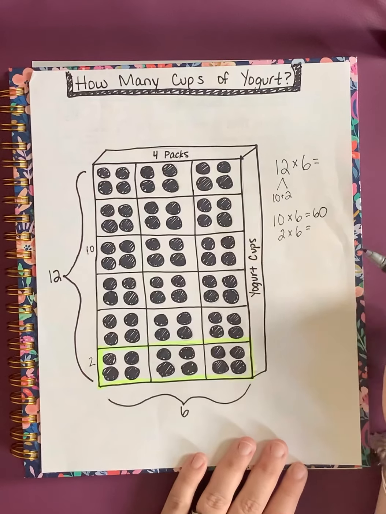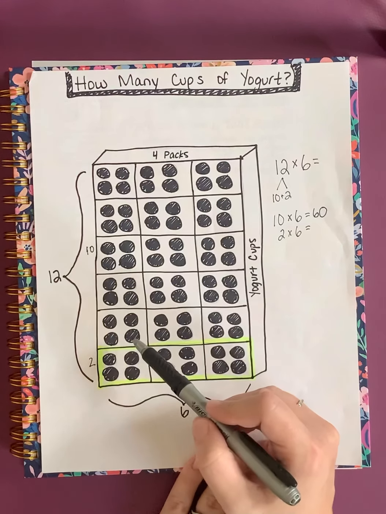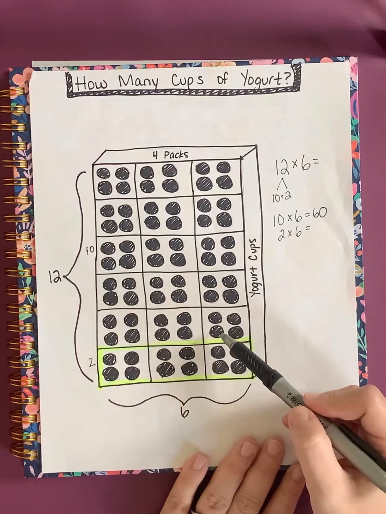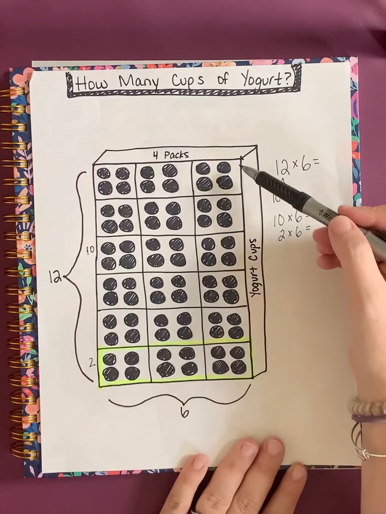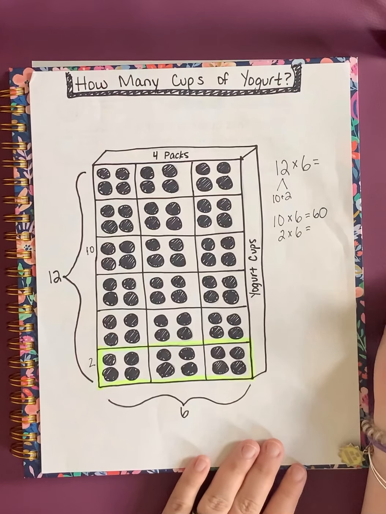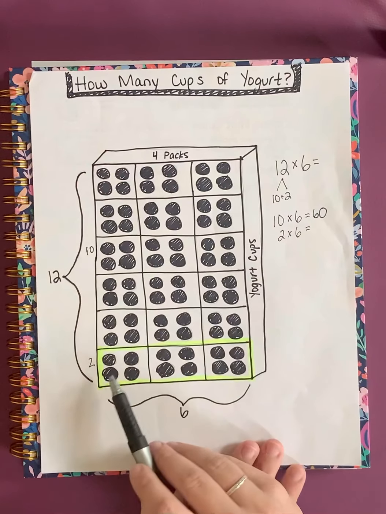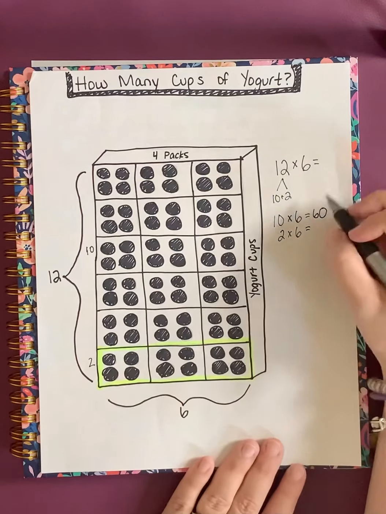All right, and again, if you're not sure about that, add up by 10s. You have 10 here, so 10, 20, 30, 40, 50, 60. So there's 60 yogurt cups in this big array right here. And then we have 2 times 6, which if you're, again, not sure, count up by 2s: 2, 4, 6, 8, 10, 12.